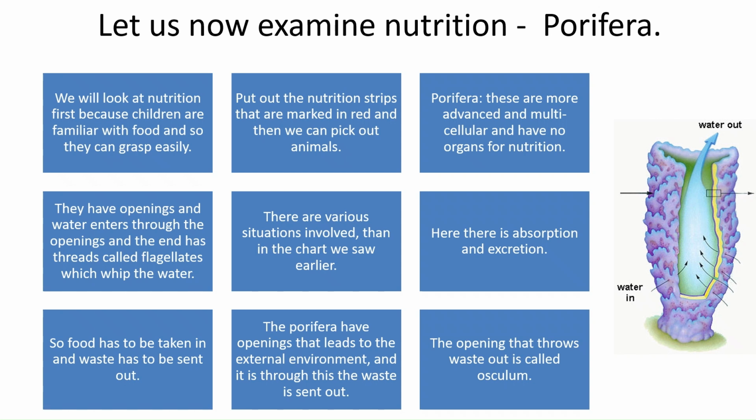Here, there is absorption and excretion. So, food has to be taken in and waste has to be sent out. The Porifera have openings that lead to the external environment and it is through this that the waste is sent out. The opening that throws waste out is called the osculum.